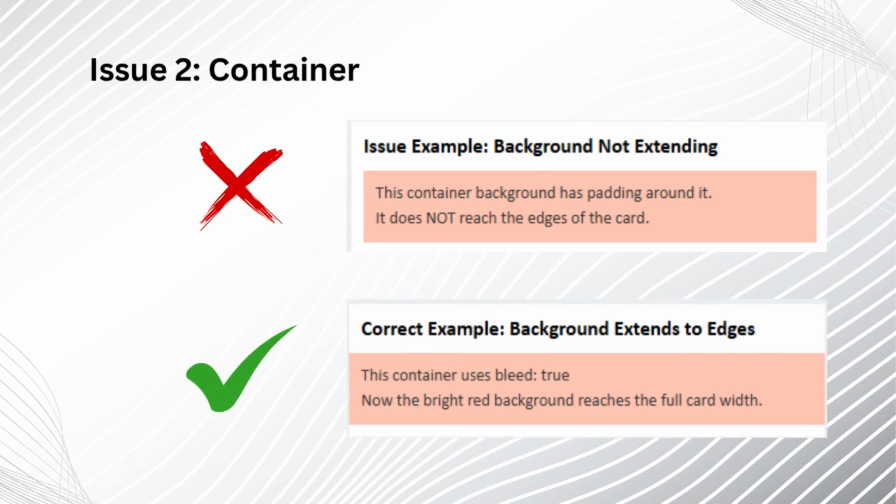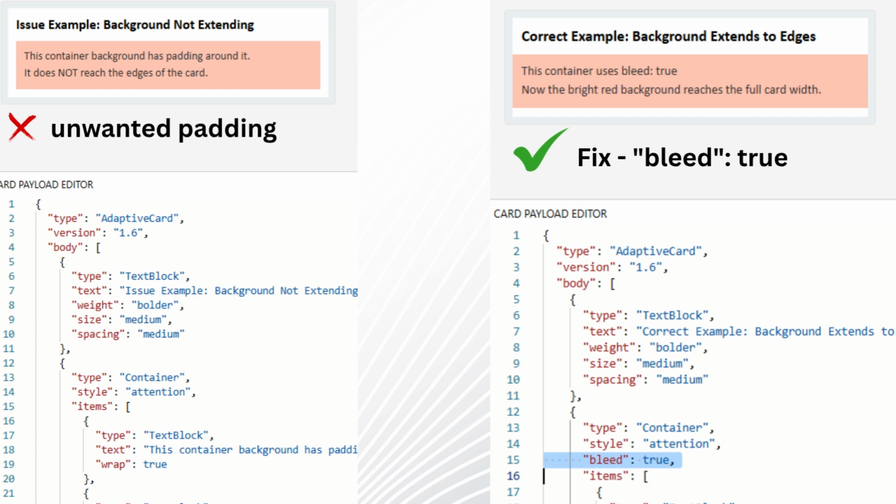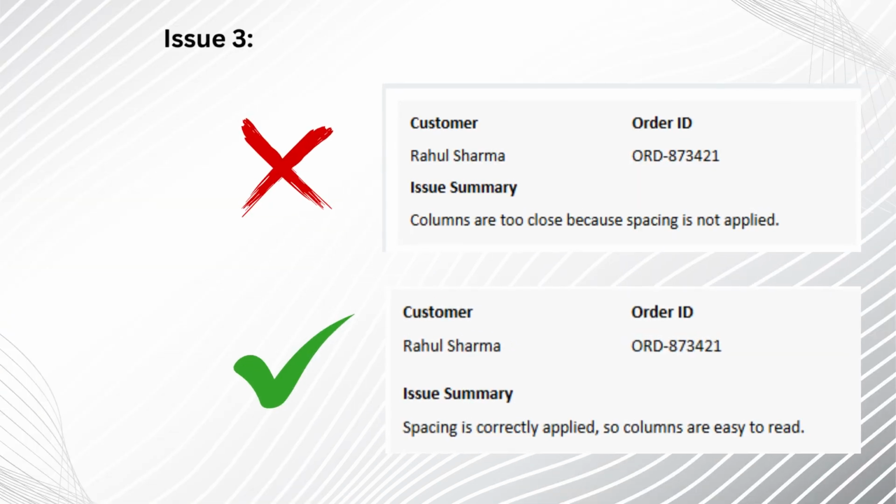Issue 2. Container background not extending to edges. Sometimes you'll notice that your container background has unwanted padding around it, creating gaps at the edges. The fix? Use the bleed property and set it to true. Here, we have a container with an emphasis style. By adding bleed true, the background color will extend all the way to the edges of the card, eliminating those unwanted gaps.